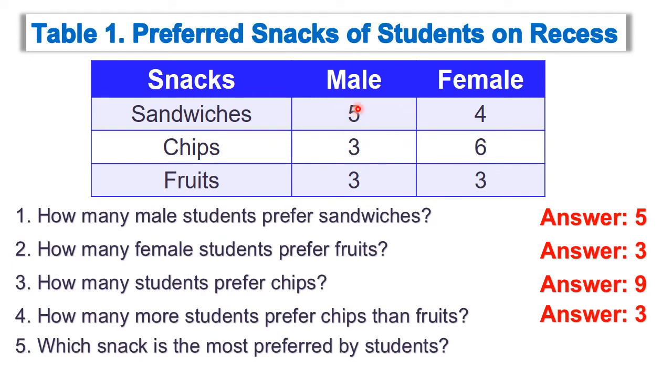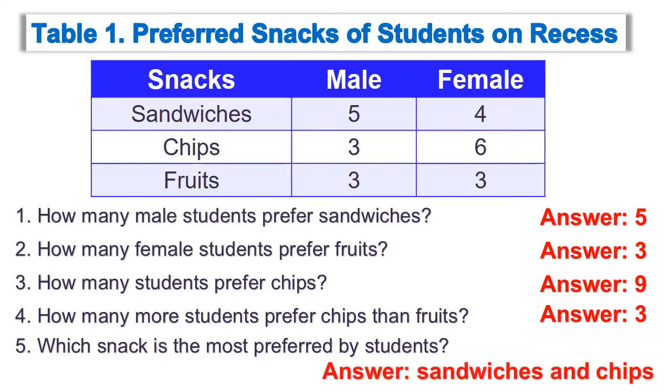For the male, we have 5, female 4, so sandwiches is 9. Chips, 3 plus 6 is also 9. Fruits, 3 and 3 is 6. So we have a tie, sandwiches and chips. So our answer is sandwiches and chips.